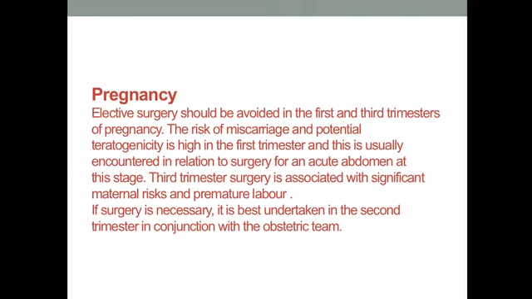As for pregnancy, elective surgery should be avoided in the first and third trimesters of pregnancy. The risk of miscarriage and potential teratogenicity is high when the operation is carried out in the first trimester, and this is usually encountered in relation to surgery for acute abdomen at this stage. Third trimester surgery is associated with a significant maternal risk and premature labor. If surgery is necessary, it is best undertaken in the second trimester.